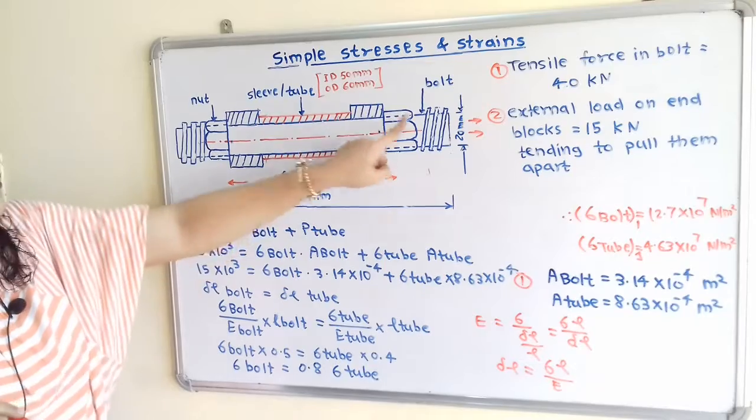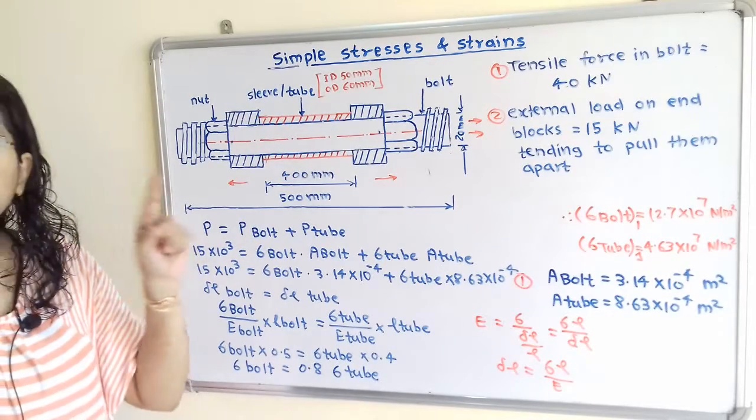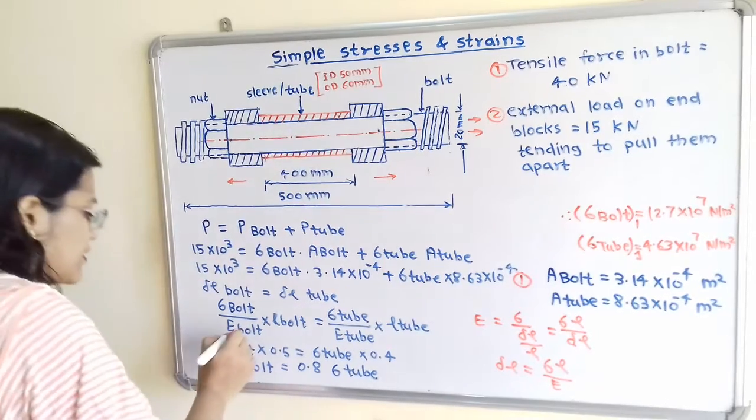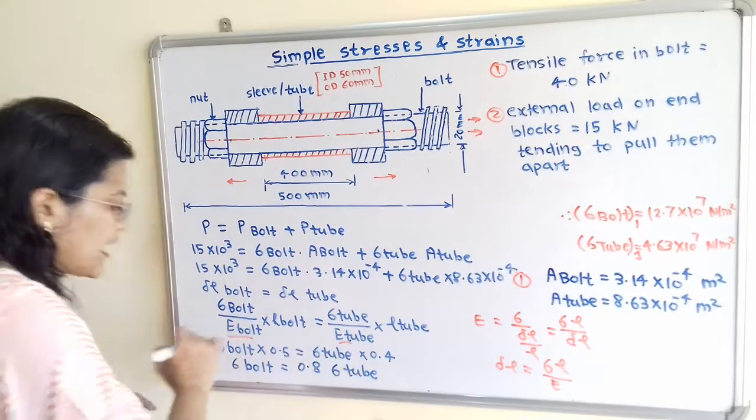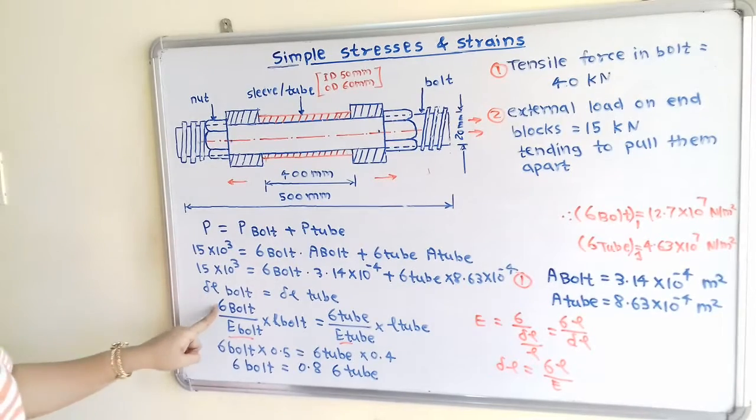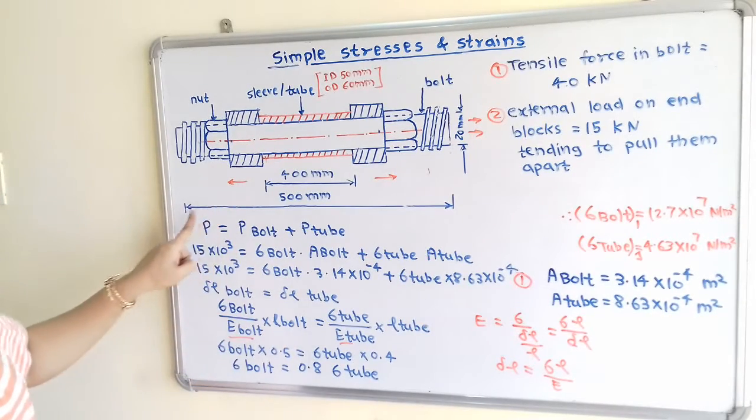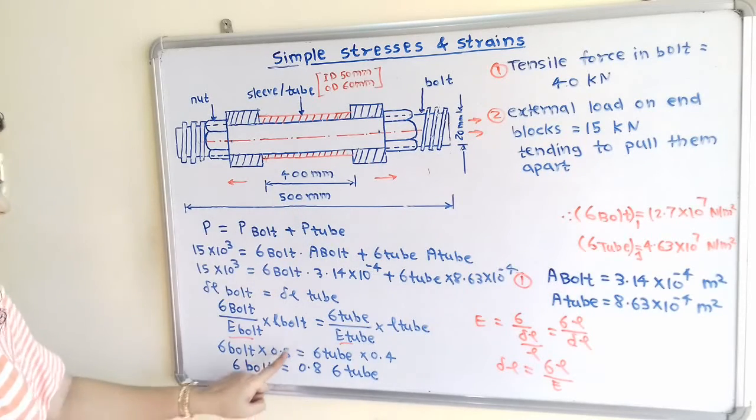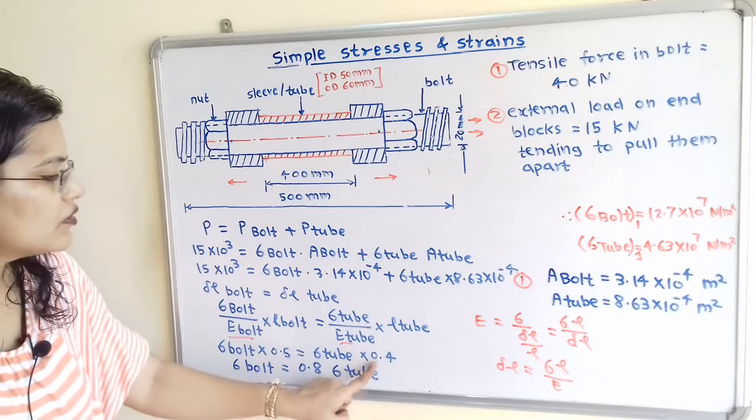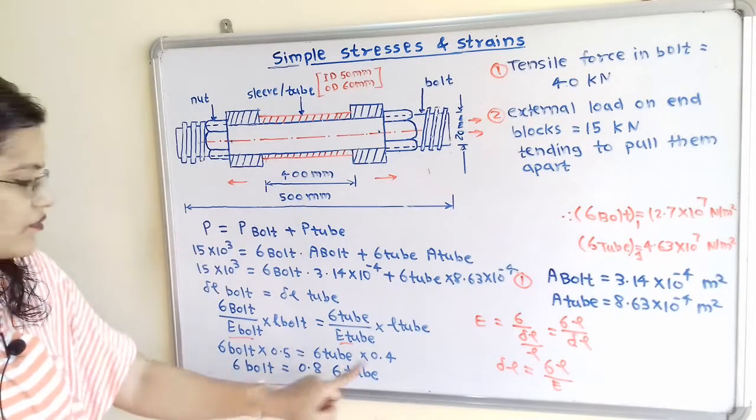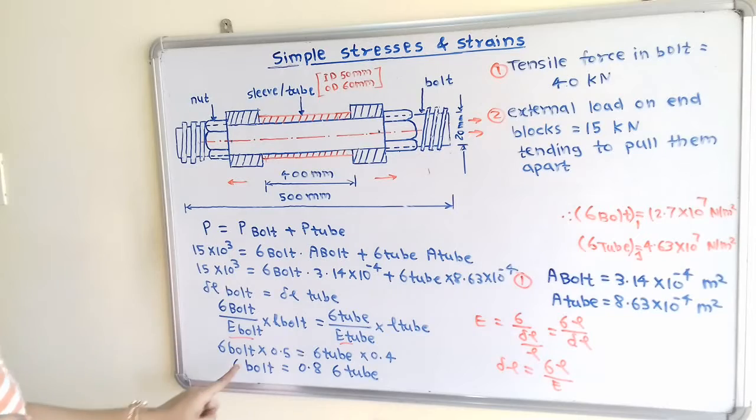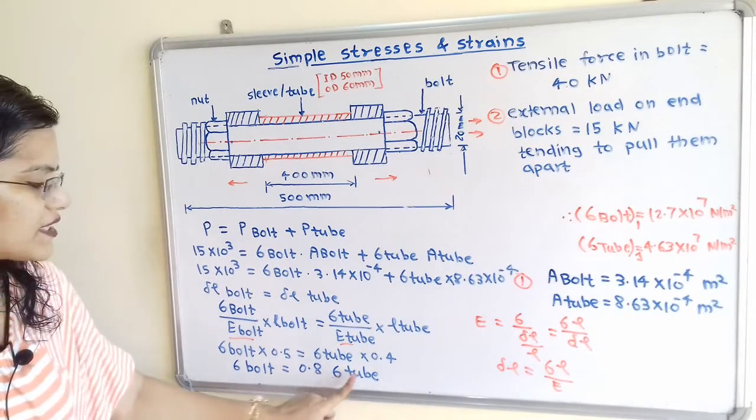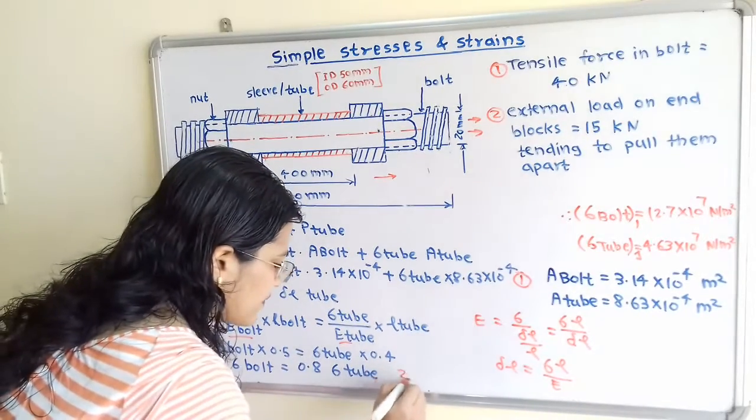But if we observe, for bolt and sleeve same material is used, and therefore for same material this E will be same, and therefore it is cancelled on both the sides. So sigma bolt multiplied by length of the bolt. So length of the bolt, standard unit is meter, that is 0.5 meter, is equal to sigma tube into length of the tube is 0.4 meter. So when we simplify this, then we will get the relation sigma bolt is equal to 0.8 sigma tube. So this is the second equation.